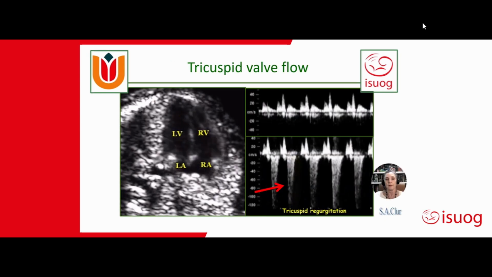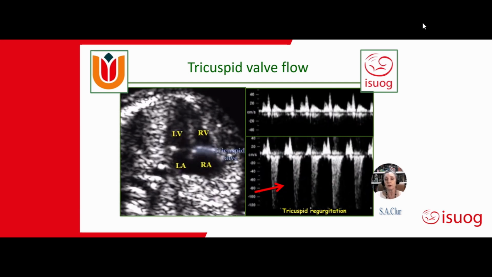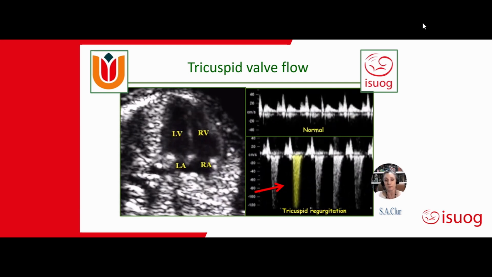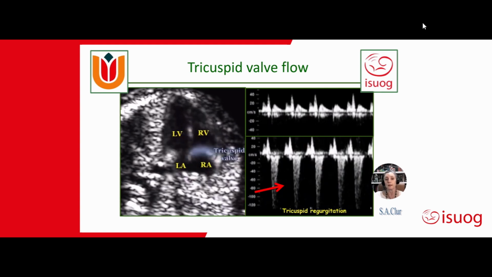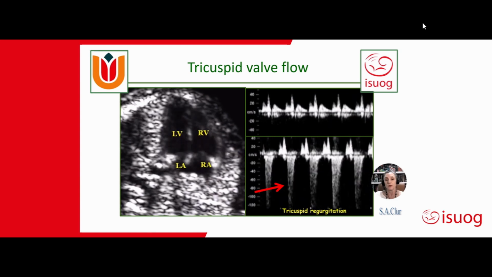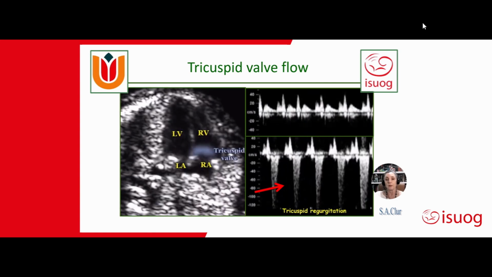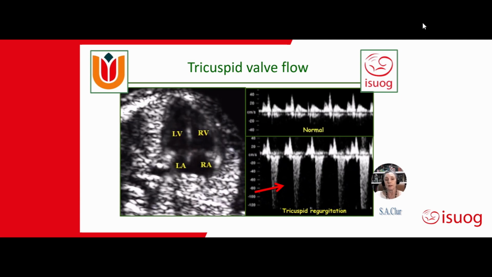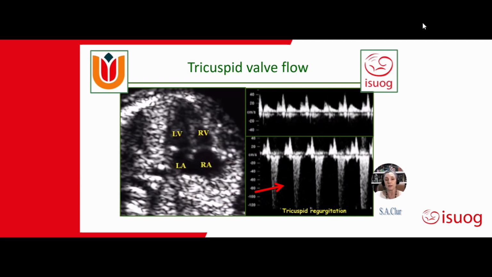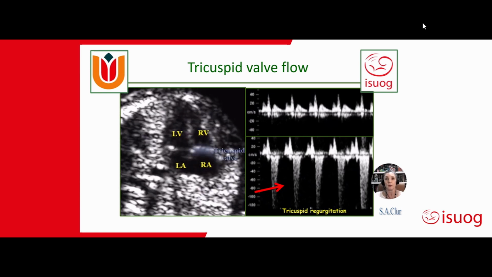When looking at the AV valves, we should not only be looking at the flow across the valves, but we should also exclude any regurgitation. On the right below, we see an example of tricuspid regurgitation. You see highlighted in yellow the regurgitation. This is important as in early gestation, the presence of tricuspid regurgitation can be a marker for chromosomal abnormalities as well as cardiac abnormalities.